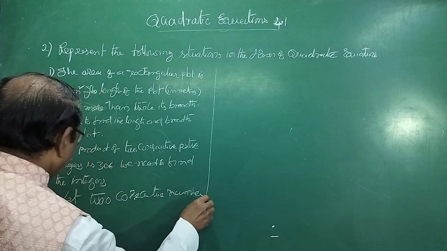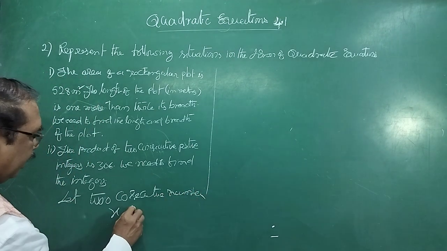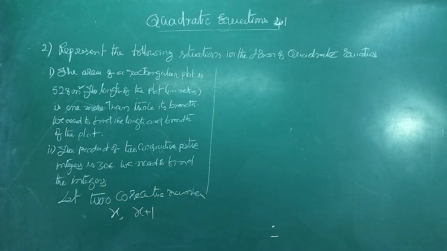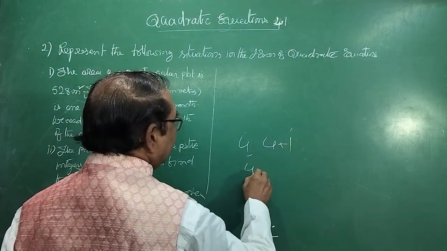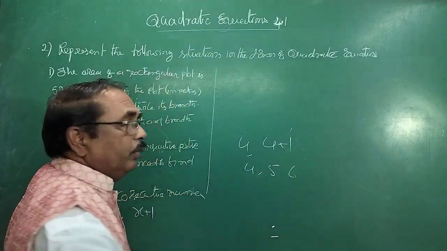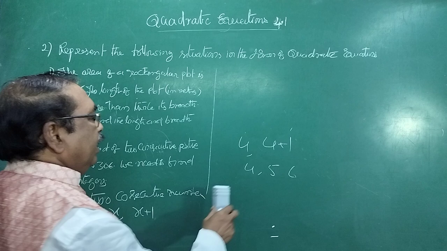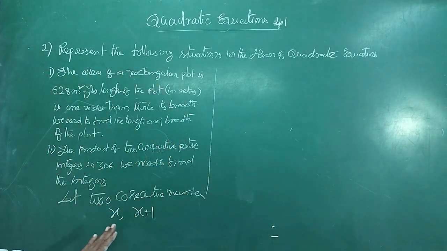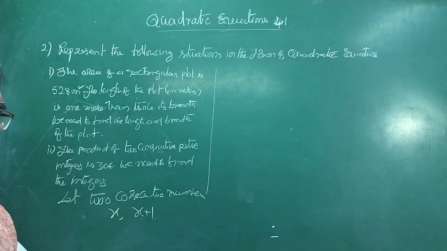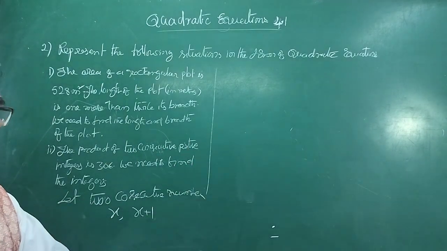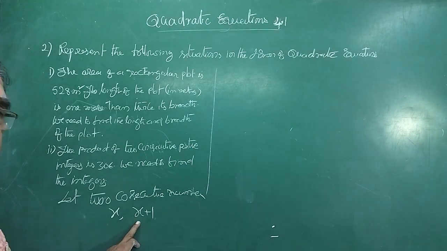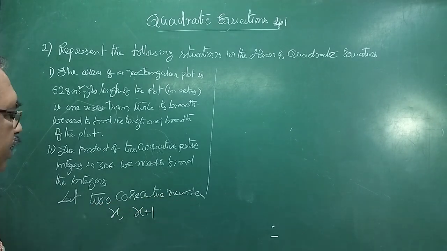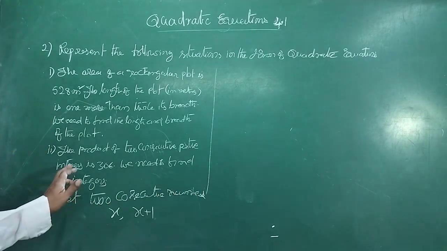Two consecutive numbers. Suppose one is x, the next one is x plus 1. These are all in order, x, next x plus 1. Suppose 4 is one, the next consecutive number is 4 plus 1. That means 4, 5, 6 are consecutive numbers, one after another. Take 4, take 5, take 100, whatever it is, the next one will be added. Let us take x as one number, the next number is x plus 1. These are the two consecutive numbers.